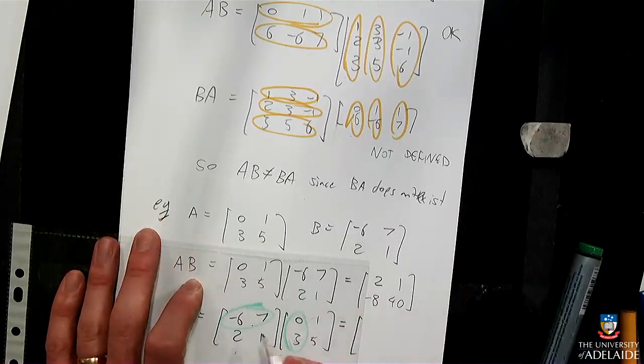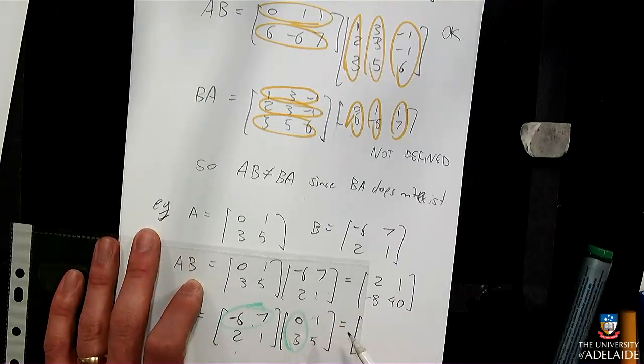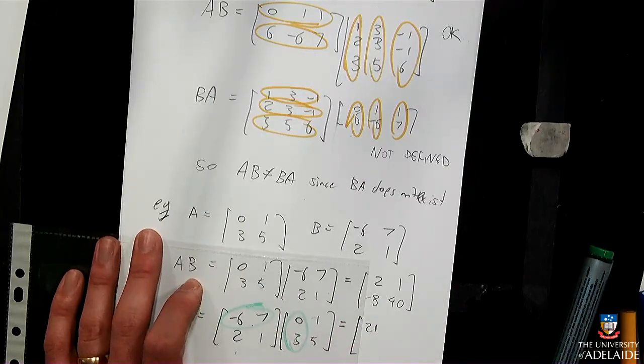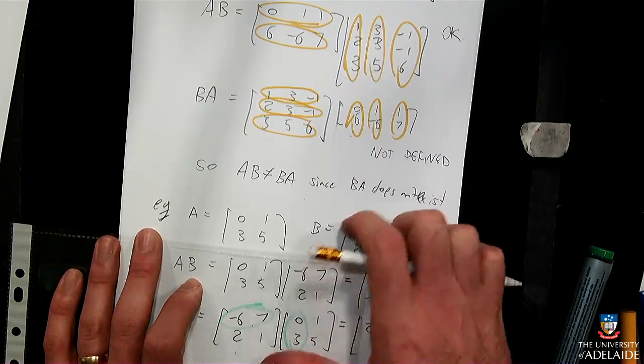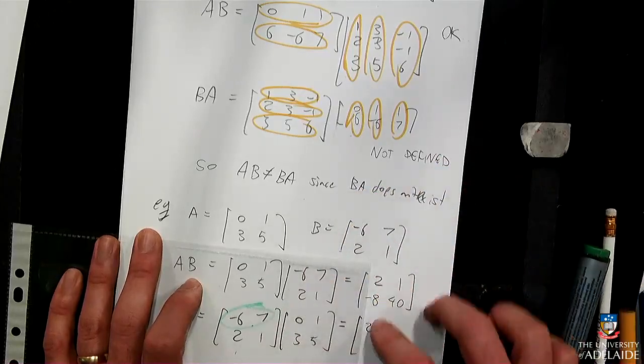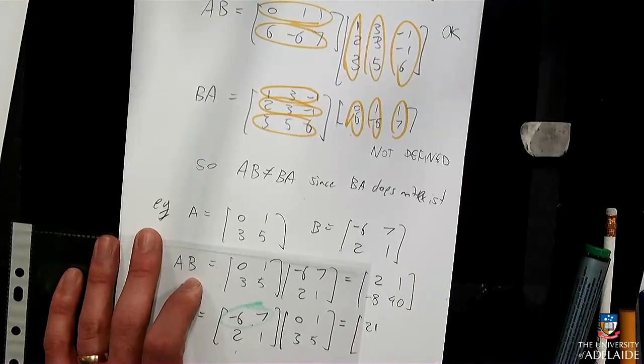So now I've got minus 6 times 0, which is 0. 7 times 3 is 21. I get 21 in this spot. Already my matrices aren't equal. I can tell just because the first entry of both of them isn't the same. They are not the same matrix, even before I calculate all the rest.